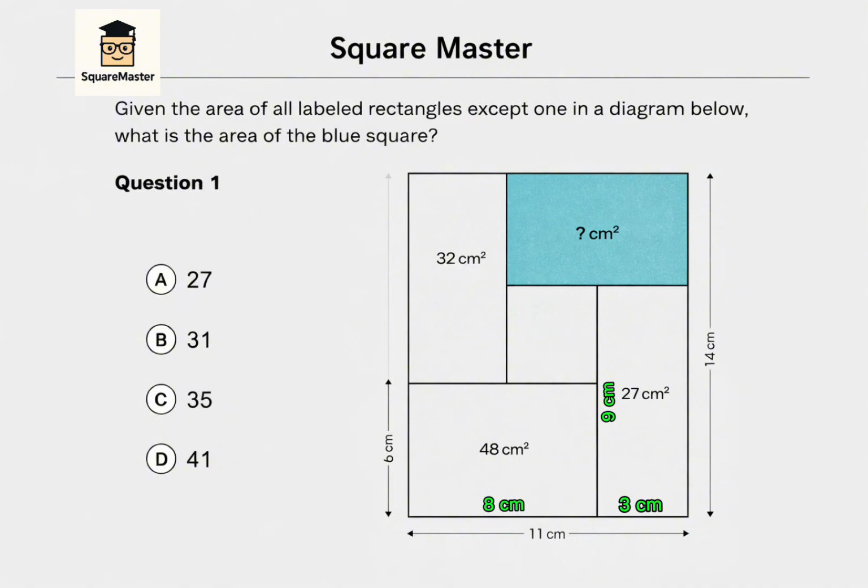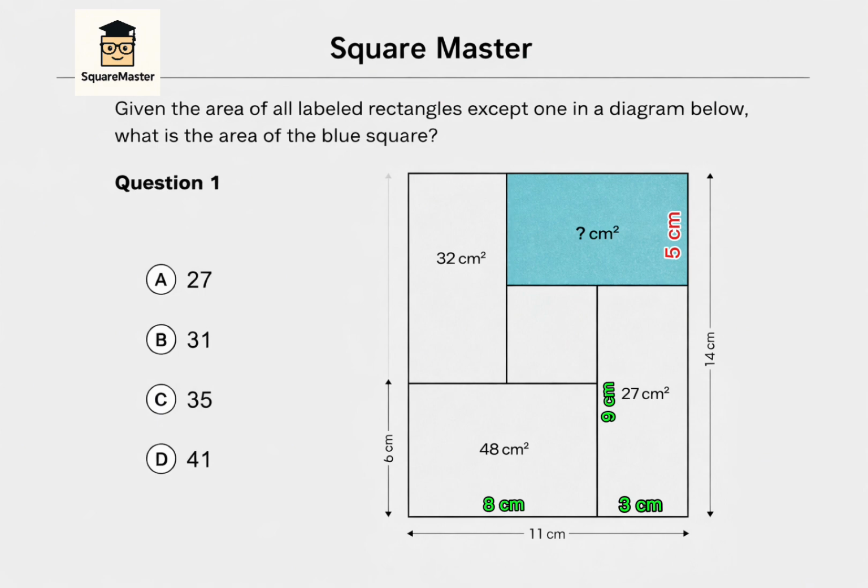Now let's move vertically. The total height of the figure is 14 centimeters. We just found that the right rectangle has a height of 9 centimeters. So to find the remaining height, the height of the green rectangle, we subtract. 14 minus 9 equals 5 centimeters. Great! Now we already know one dimension of the green rectangle. This is where the puzzle becomes really interesting.